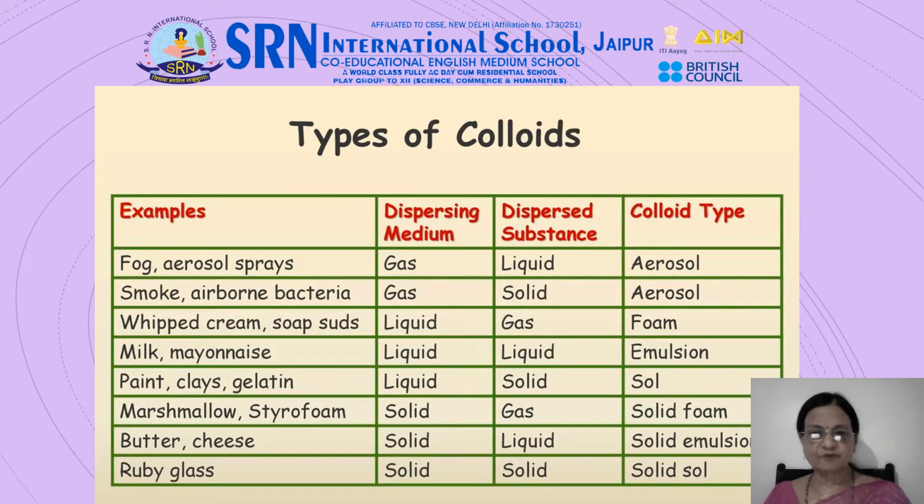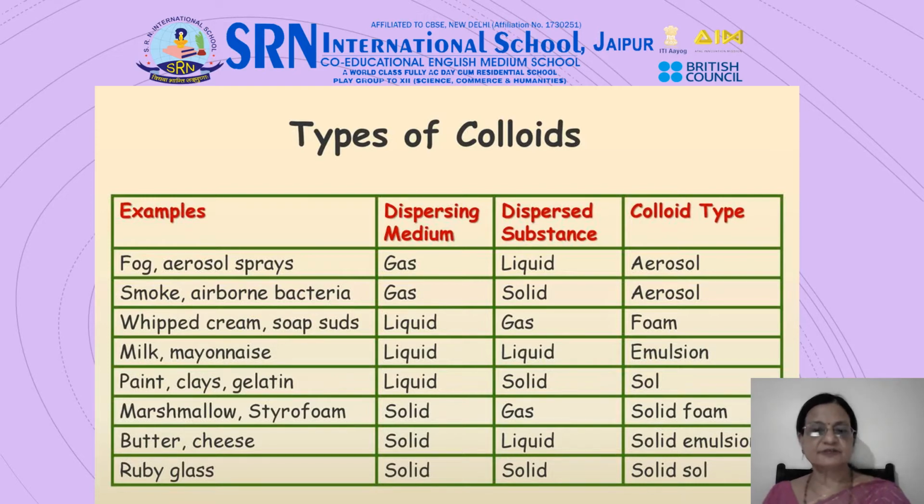Solid and gas forms aerosol. An example is smoke, airborne bacteria. Gas and liquid forms foam. Examples are whipped cream and soap suds. Liquid and liquid forms emulsion. Examples are milk and mayonnaise. Solid in liquid forms a colloid type called sol. Examples are paint, glaze, gelatin.